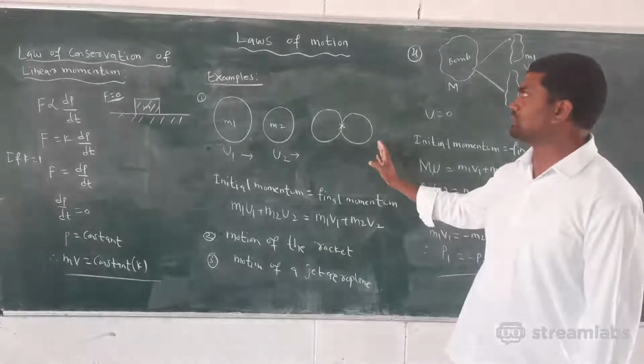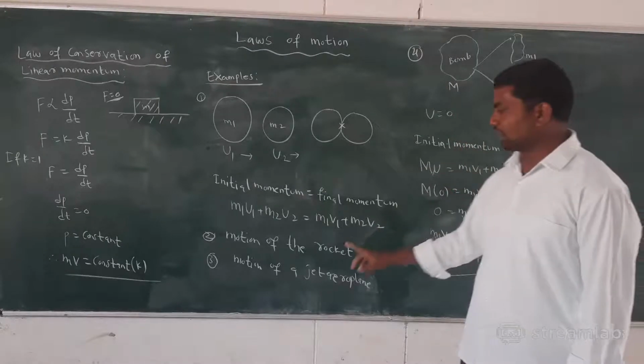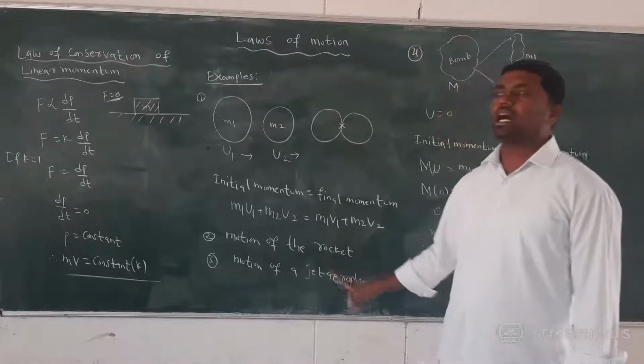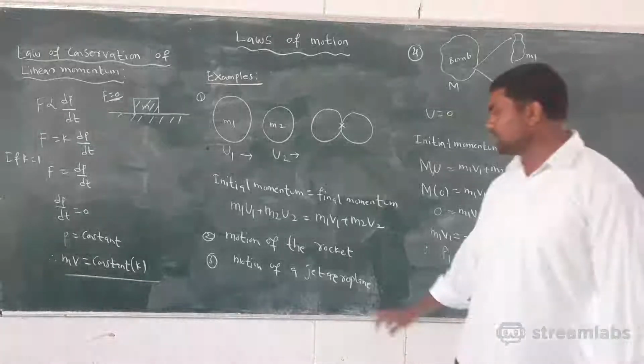So you can write the first or fourth, anyone, but you can take another one, which is the motion of the jet aeroplane and rocket.